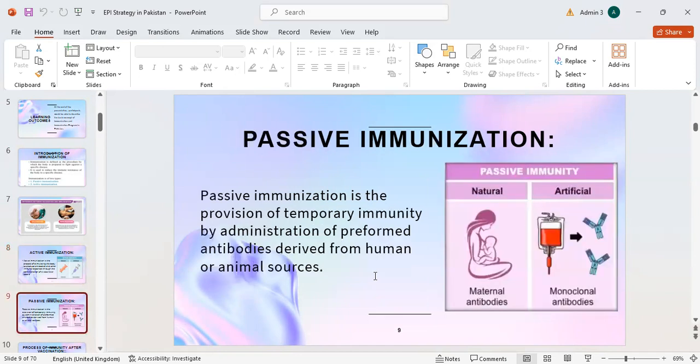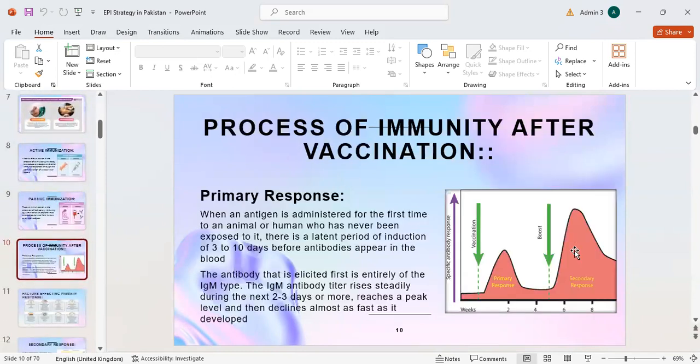Passive immunization. Passive immunization is the provision of temporary immunity by administration of preformed antibodies derived from human or animal sources. It may be natural, by maternal antibodies through breastfeeding, or artificial, such as monoclonal antibodies.